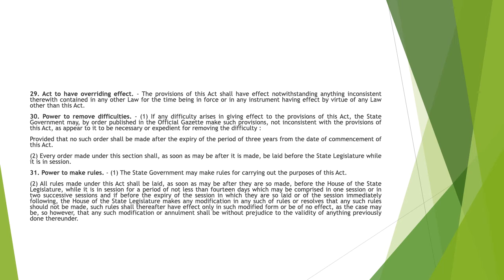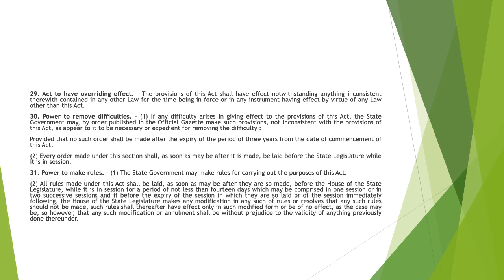Section 29 is the act to have overriding effect. The provisions of this act shall have effect notwithstanding anything inconsistent therewith contained in any other law for the time being in force, or in any instrument having effect by virtue of any law other than this act.